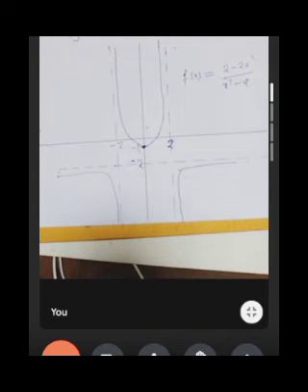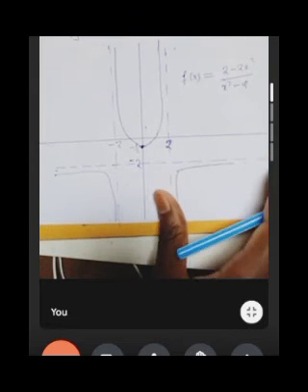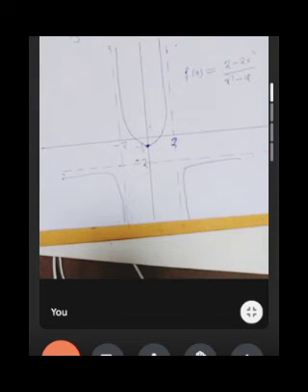Okay, let me try to draw the last one now. I will just sketch the last one. Then, wherever I haven't understood, it will be your chance now to ask.